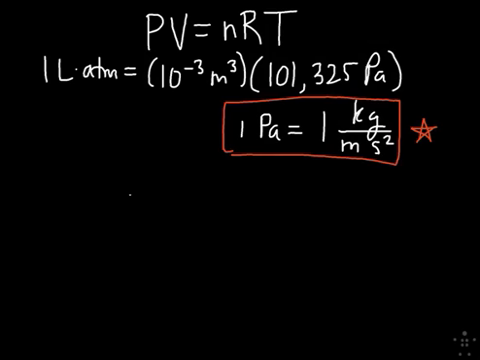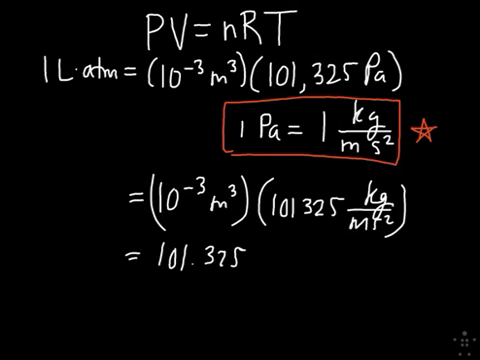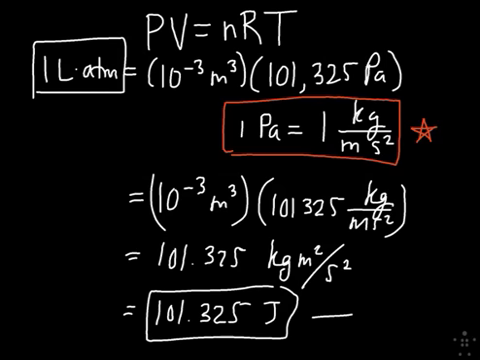Then we can write that this is 10 to the minus 3rd meters cubed times 101,325 kilograms per meter second squared. So we get 101.325 kilograms meters squared per second squared, and that's just equal to 101.325 joules. So we see that the liter atmosphere is a unit of energy equivalent to 101.325 joules.